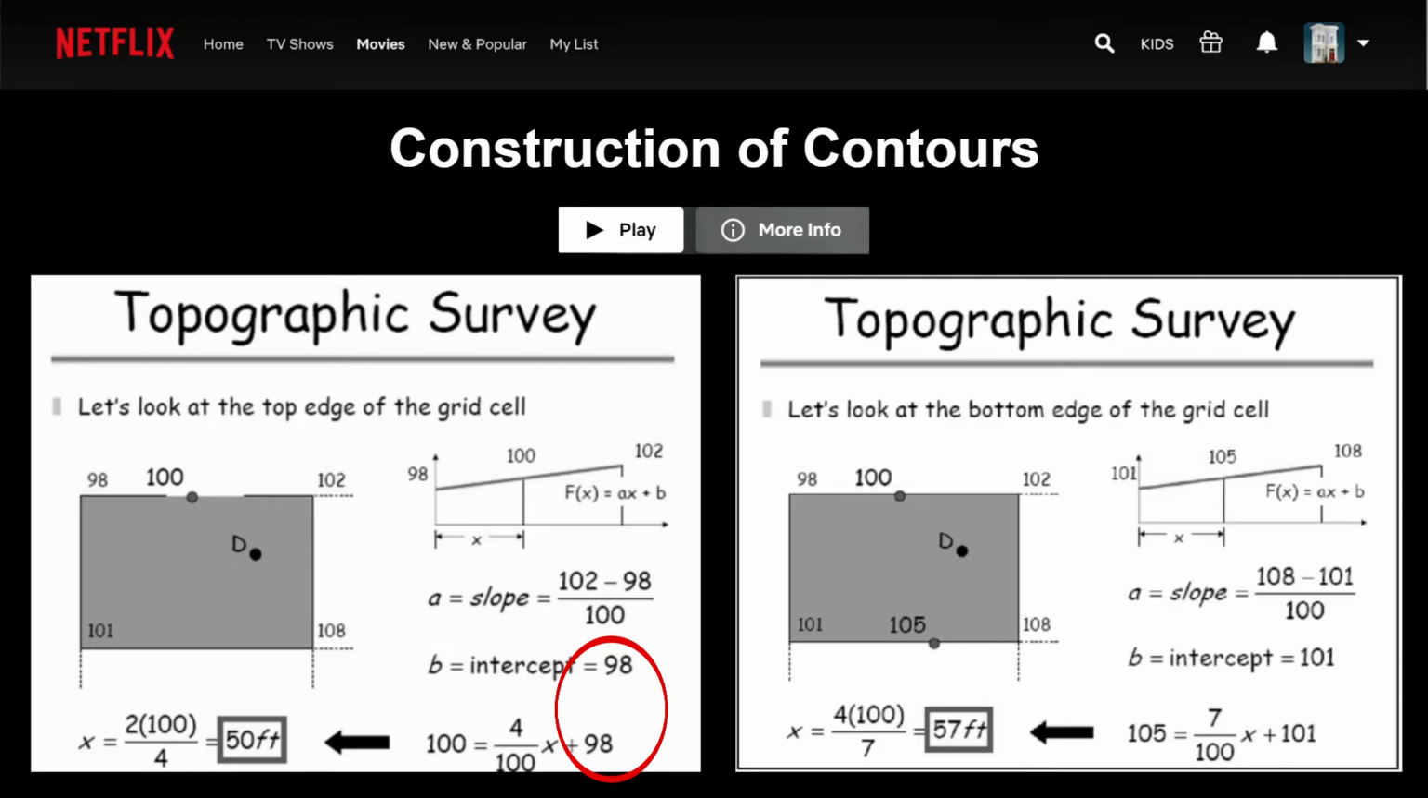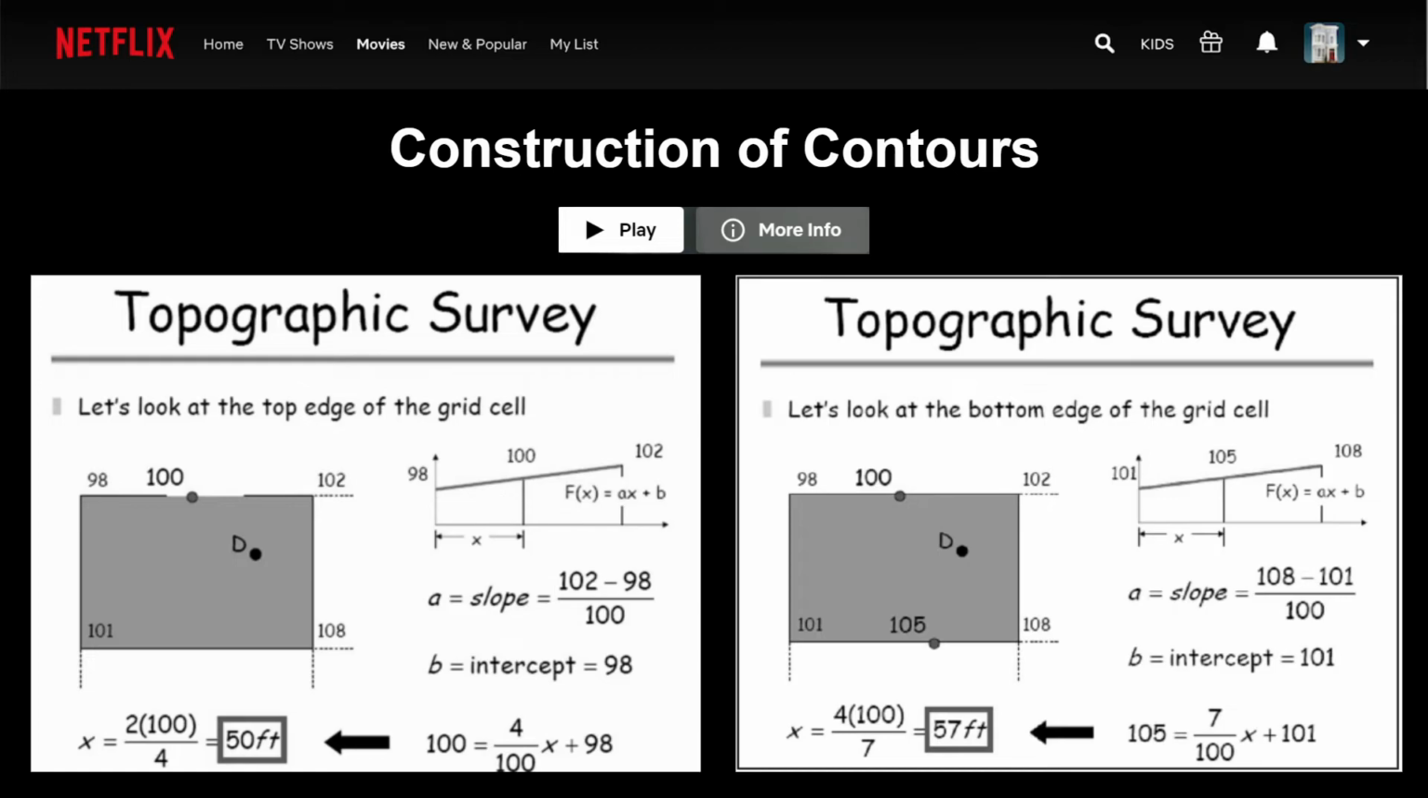If we equate it in slope intercept form, y equals mx plus b, we will get 100 equals 4 over 100 x plus 98. For us to determine the distance from 98 to 100 horizontally, we need to solve for x. If we solve for x, we get 2 times 100 over 4, which will be 50 feet. Meaning from the 100 checkpoint to the 98 checkpoint, there are 50 feet of horizontal distance in between.